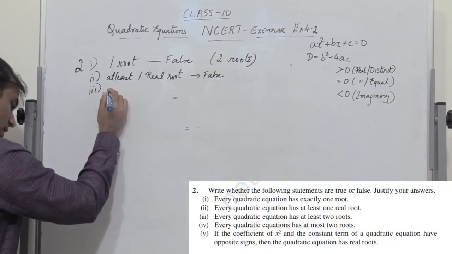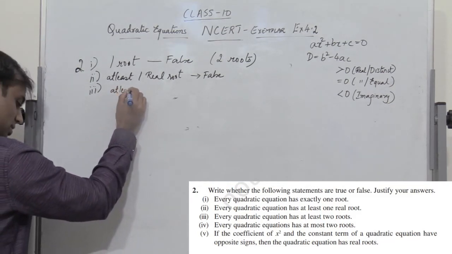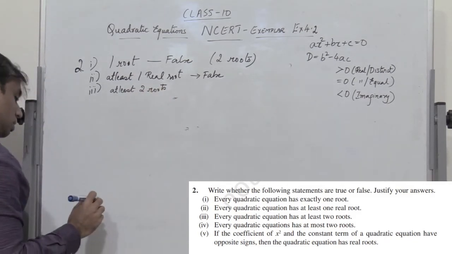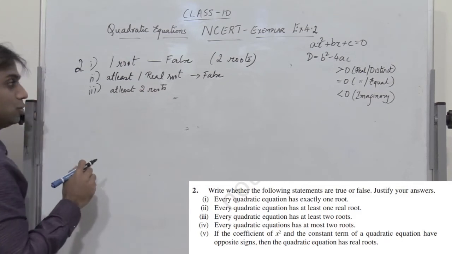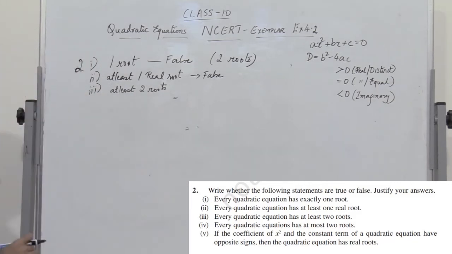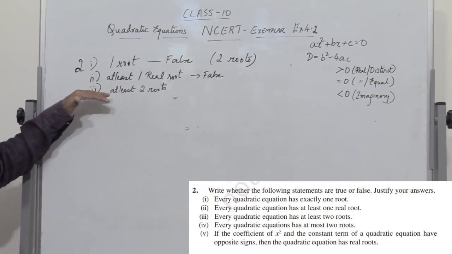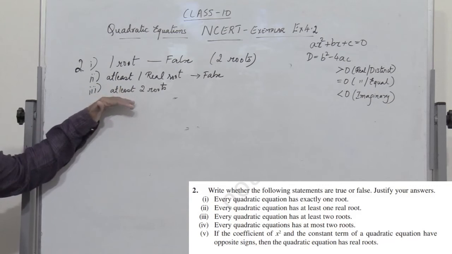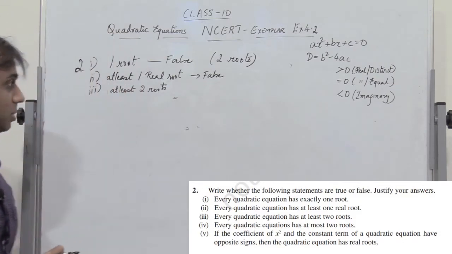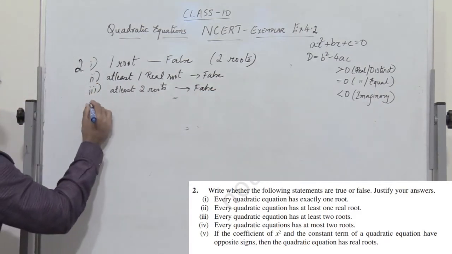Third one, every quadratic equation has at least 2 roots. So you have at least 2 roots. So what do you mean by at least 2 roots? That means minimum you may have 2 roots, but you can have more than 2. So we come across such statements especially in probability, right? So when you say that an equation has at least 2 roots, that means minimum you have 2 roots, but you can also have more than 2, which is again a false statement, because a quadratic equation only has 2 roots. So this again is a false statement.